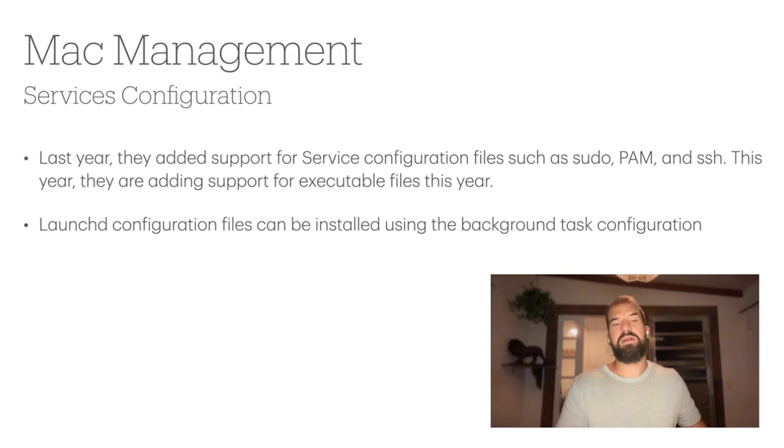Especially because this year they're also adding launchd configuration files. And I'm trying to imagine how that would look. Obviously, we can deploy a launch daemon through a script, but being able to deploy it through a configuration profile, maybe turning it on and off and stuff like that could be really cool. But I just don't understand how this will look. So that's something we'll be able to fool around with in the beta.